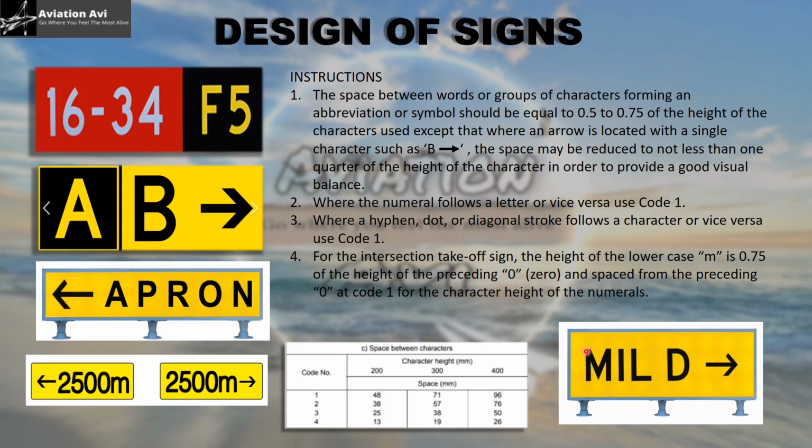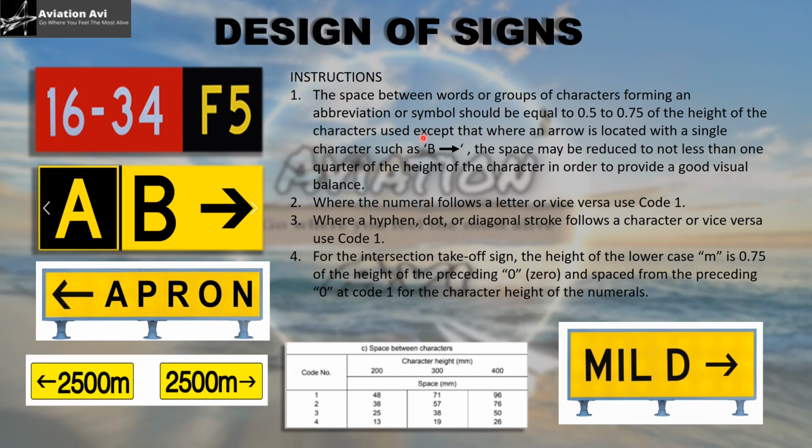Now this is an information sign. So for a code 3 or 4 runway, the character height should be 300 millimeters. So the space between these two groups of characters should be half to 3/4 of the character height, which is 300 millimeters. So it should be between 150 to 225 millimeter.